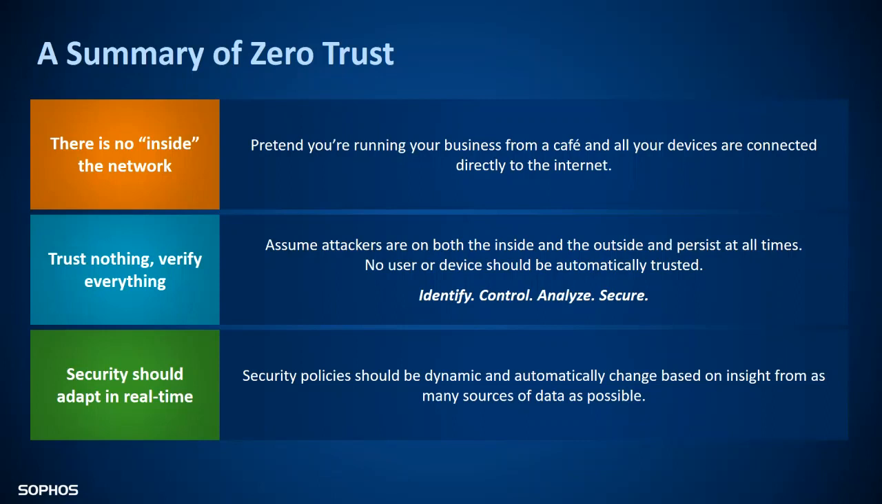The last is that security should adapt in real time. The security policies we put in place to achieve zero trust should be dynamically and automatically changed based on insight from as many sources as possible, data from as many different technologies as possible. A static policy like "this user on this device can access this thing" won't protect you if that device has been compromised while that user is using it. If your policy also took into account device health, such as the identification of malicious behavior, our policy could use this to dynamically adapt to the situation with zero effort from an admin.